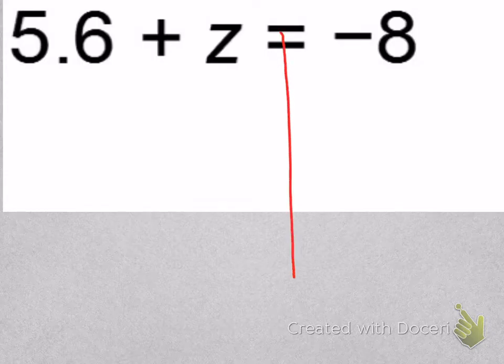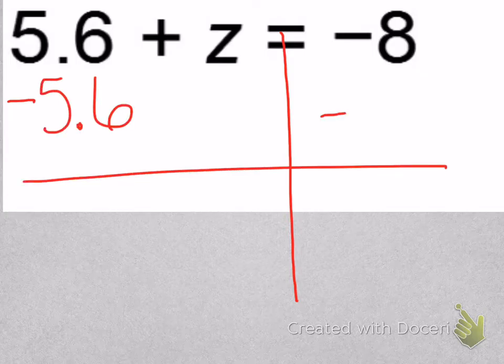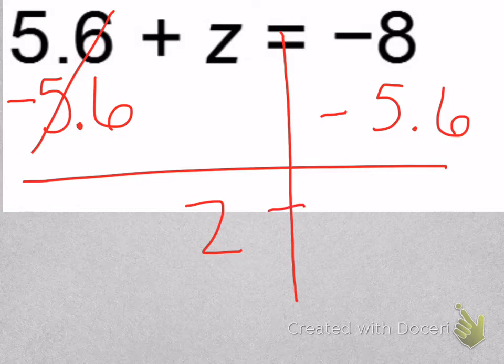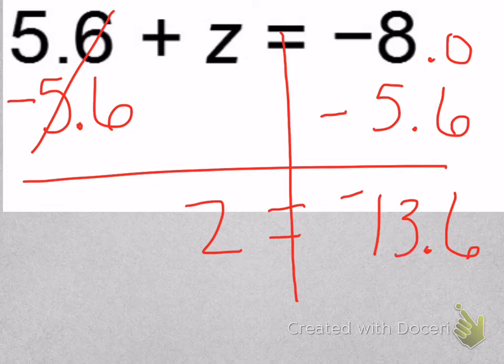Let's try this one. Okay, it's just switched around a little bit. Still, we're trying to get the variable by itself. So the opposite of positive 5.6 is minus 5.6. What you do to one side, you do to the other. So that cancels out. So z is going to equal, now this one I have the same signs, so I'm just going to add them and keep the sign. So 0 plus 6 is 6, 8 plus 5 is 13, and I'm going to keep the negative sign. So z equals negative 13.6.